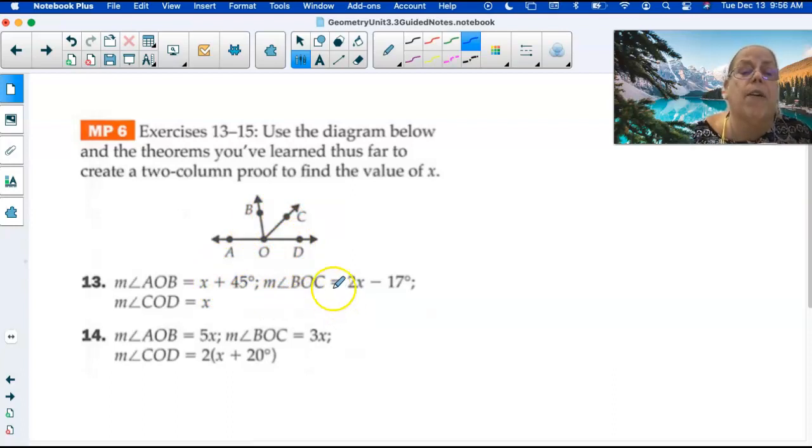I'm going to let you try this by yourselves. So you're going to add them together, set it equal to 180, and solve for x. You're going to do the same thing in both of these. I'm going to leave you to do it by yourselves. Okay, and see what you get.